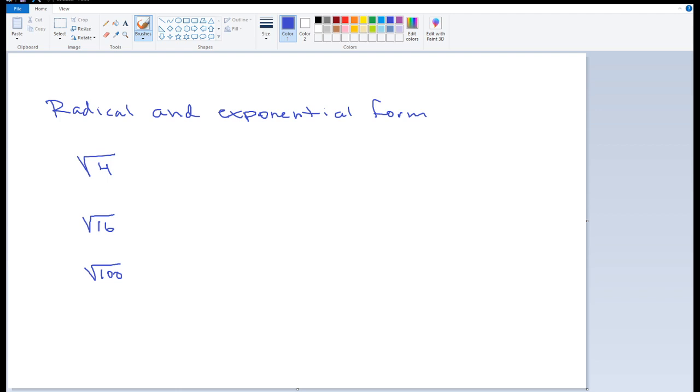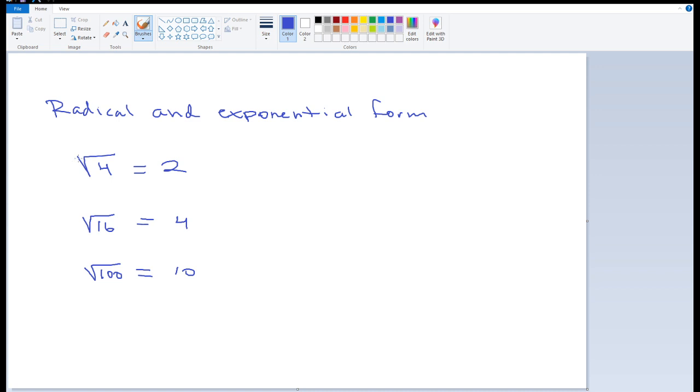Alright students, in this video we are looking at radical and exponential forms. So let's start with the basics. Let's start with the square root of 4, and the answer we know is 2. The square root of 16 is 4. The square root of 100 is 10.